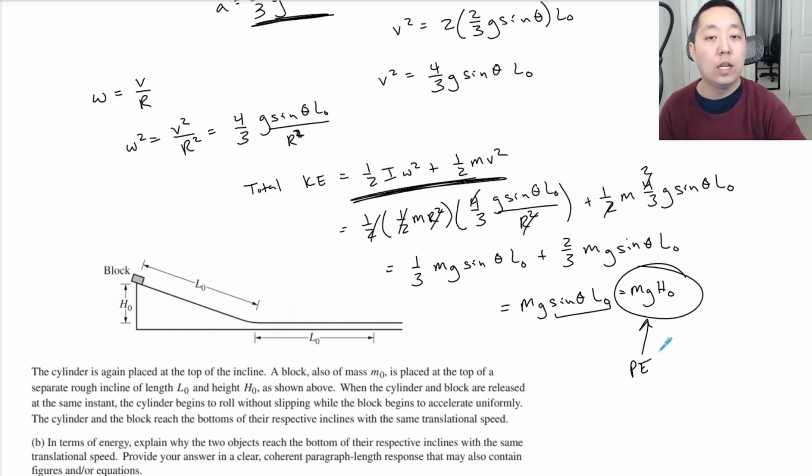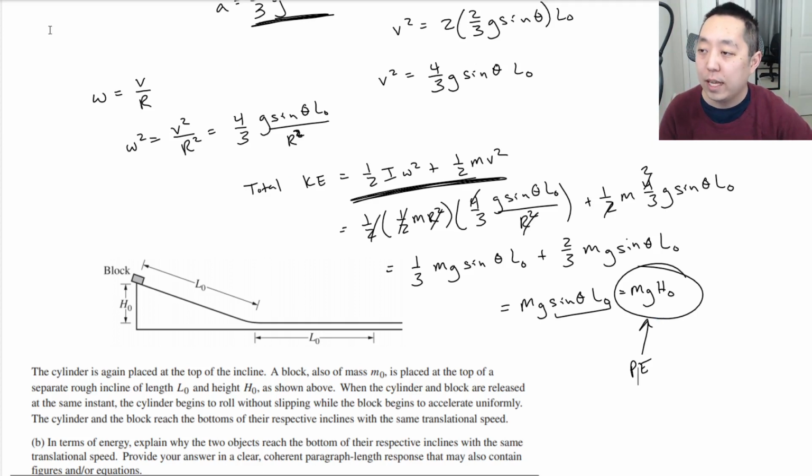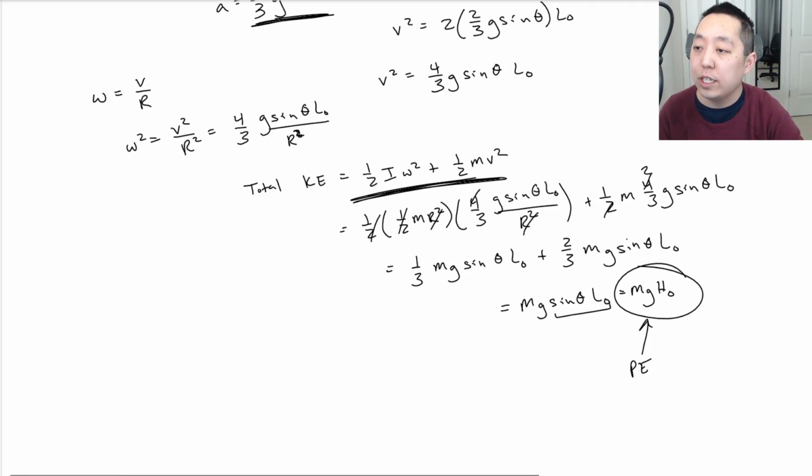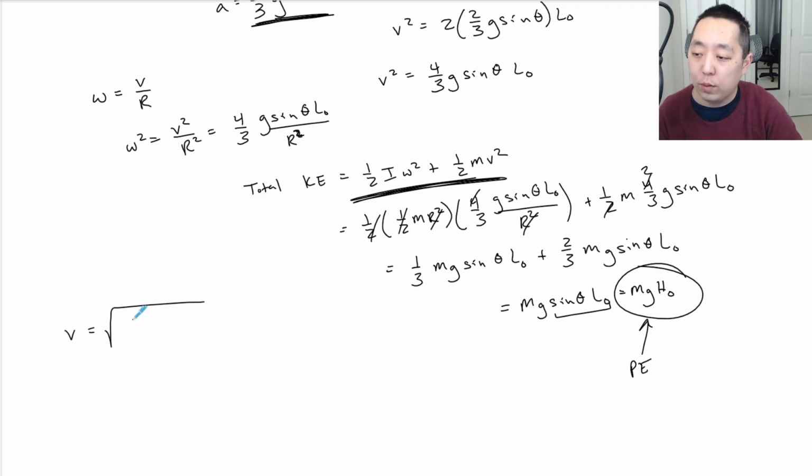Now, let's do it with a different I, and let's do the exact same scenario. I want to point out a few things. The total energy is the same at the bottom, but let's see what we got for the translational speed. It's the square root of 4/3 g sine theta L0, and remember we said L0 sine theta is just h, so it's 4/3 g h0. This is what we got for the translation.